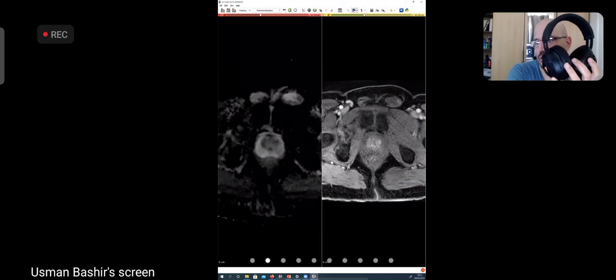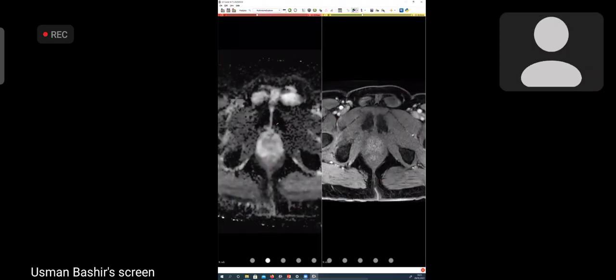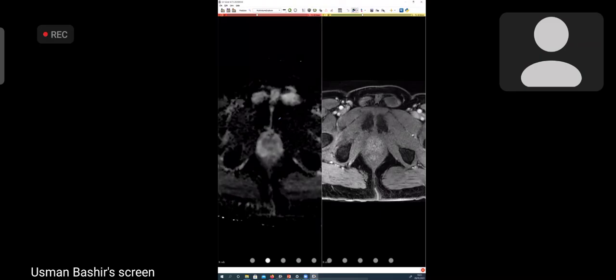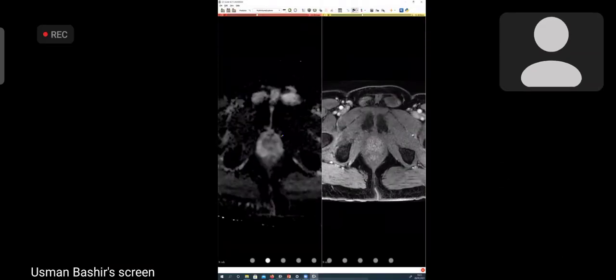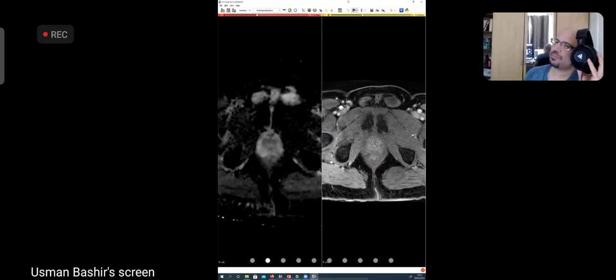Right. So the question is the transition zone. If there is cancer in the transitional zone, and DWI is saying so, we do not need contrast for that. Probably it's not that important to do contrast. Yeah, it's not part of PIRADS. I mean, these are not like laws. These are not perfect rules. You could see early enhancement in the transitional zone in a cancer.